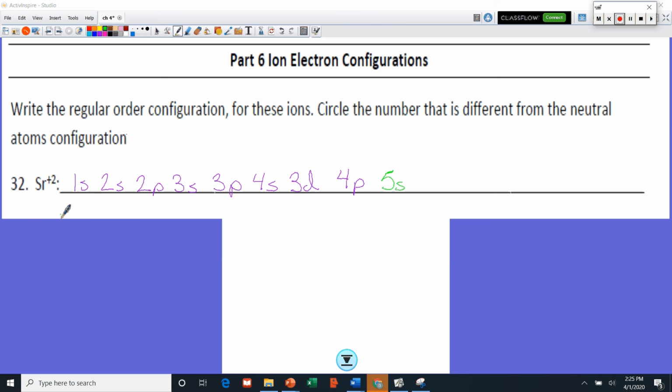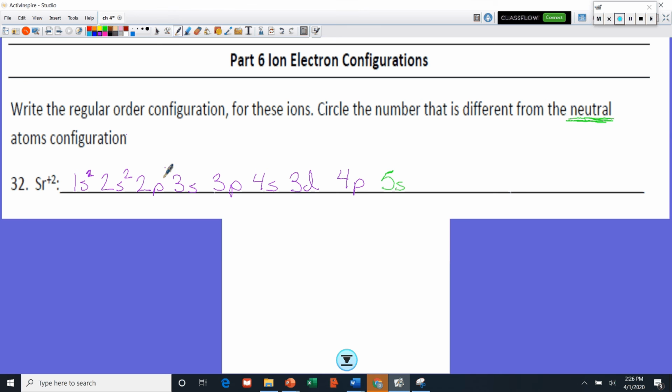So again, I'll just show you this one as if we were doing it together. Hopefully you paused and tried to work it first. I'm going to show you how this one is different from the neutral. I'm going to do the neutral first and then show you how it changes into the green. So remember, everything on the inner shell, or the core electrons, are full.